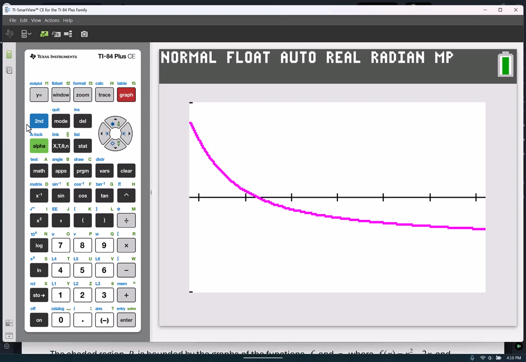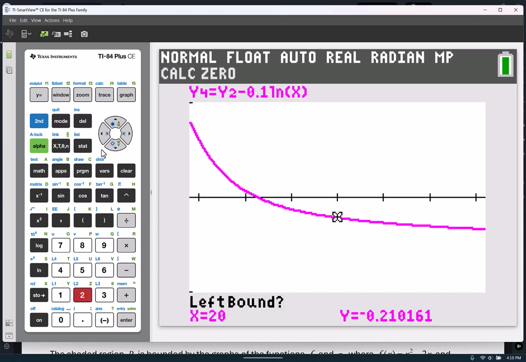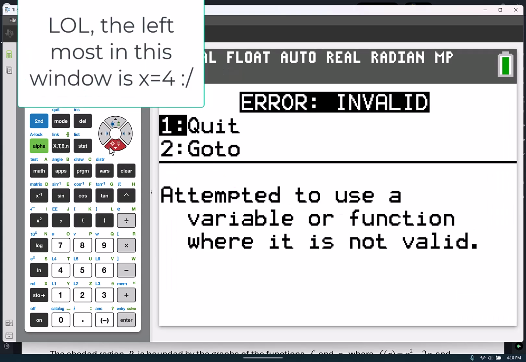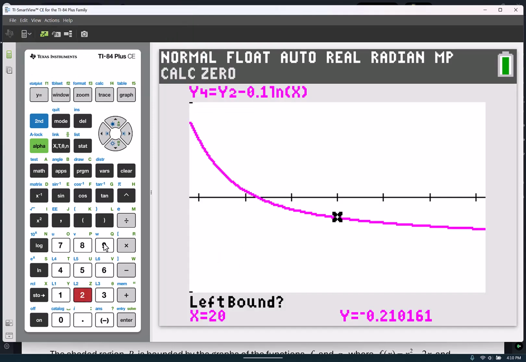First, let's find that intersection. Second, calculate, and I'm going to do which one? No, not 5. 0, because the y value is 0, right? That's the derivative. Left bound, I'm going to put 1, enter. Oh, okay, my bad. Maybe I should have used the scroller. Left bound, second, calculate. Let me do it again, just in case. Number 2, 0. And then I'm just going to scroll to the left.